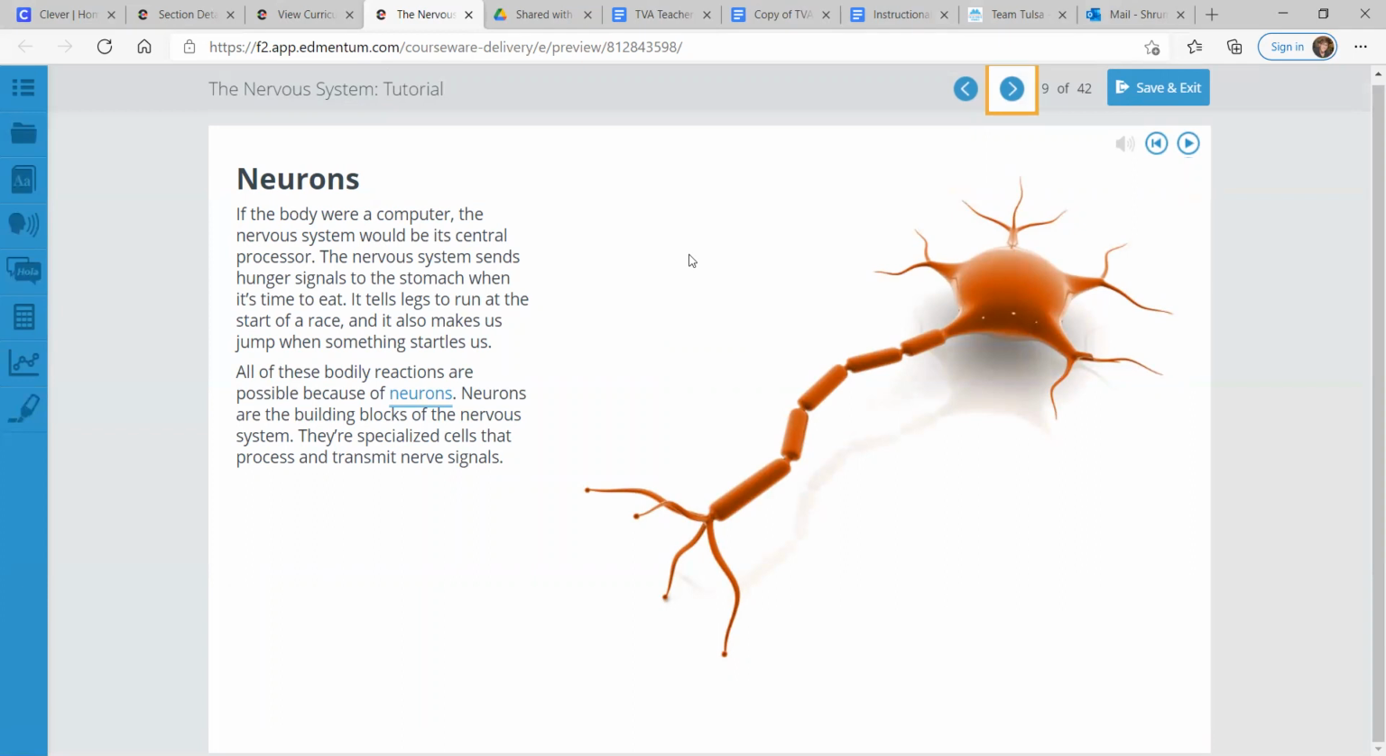It tells your legs to run at the start of a race, and also makes us jump when something spooks us or startles us. All of these reactions are possible because of neurons. These little guys are the building blocks of the nervous system. They're specialized cells that process and transmit nerve signals.